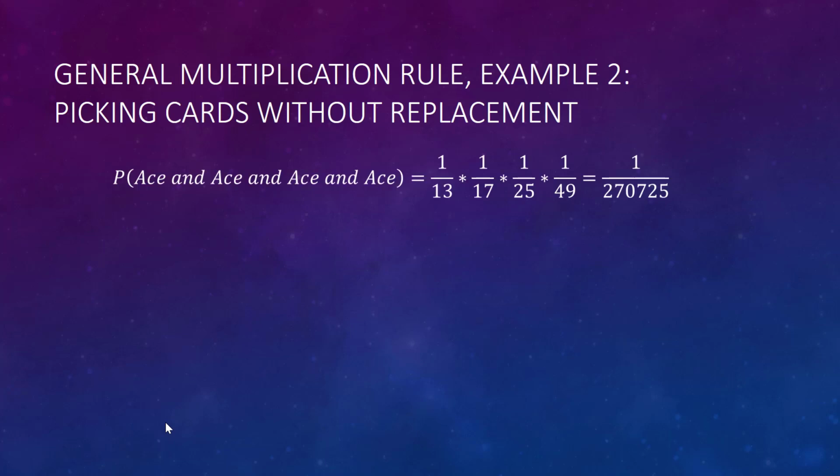What we need to do is multiply all 4 of these fractions. When we do that, we get 1/270,725. This is a tiny probability. As you can see, it's 0.0000369 approximately, or about 0.0004%. In other words, it's very unlikely that if your cards are randomly distributed that you would pick 4 aces in a row.